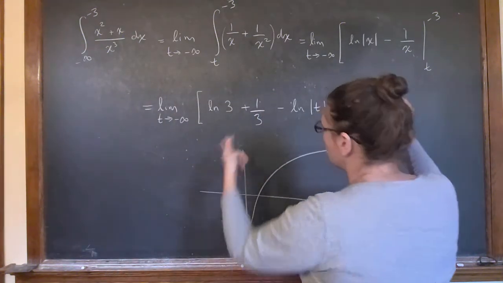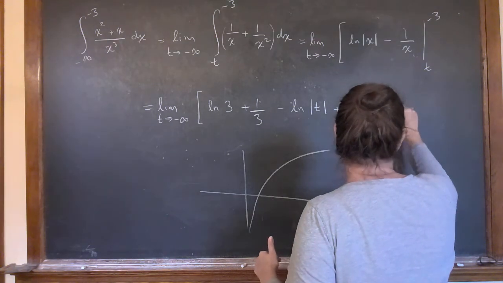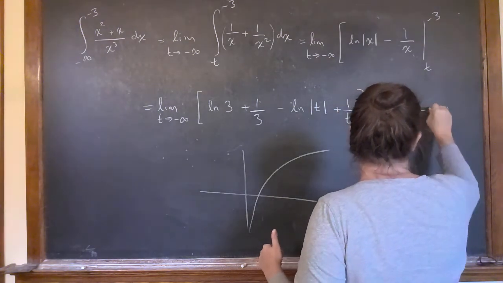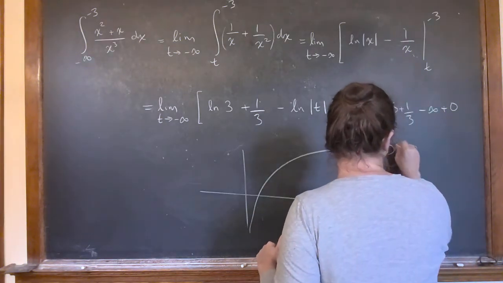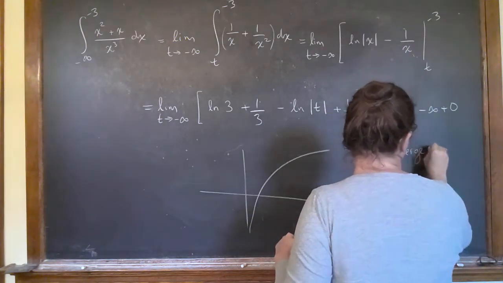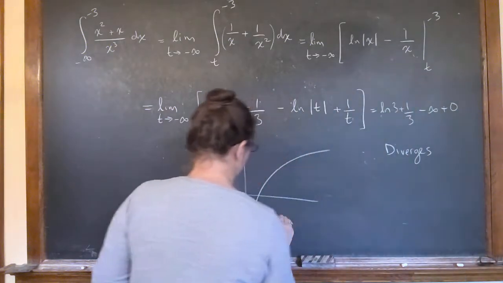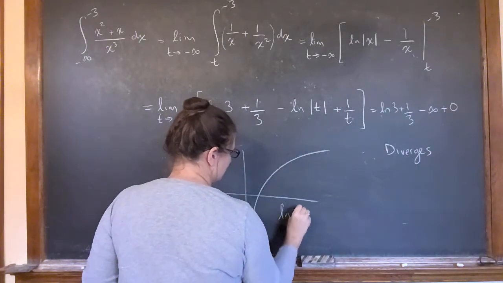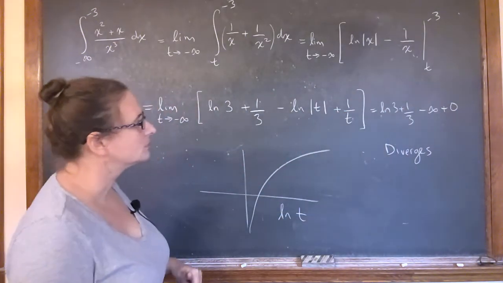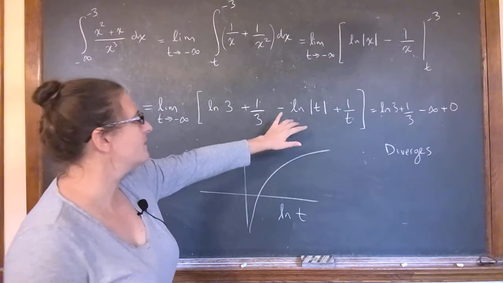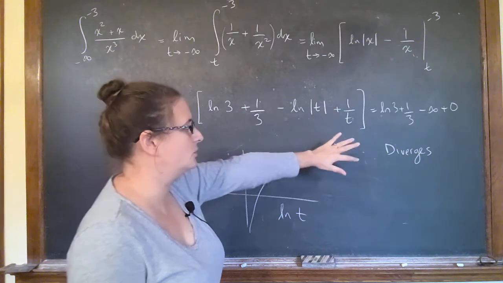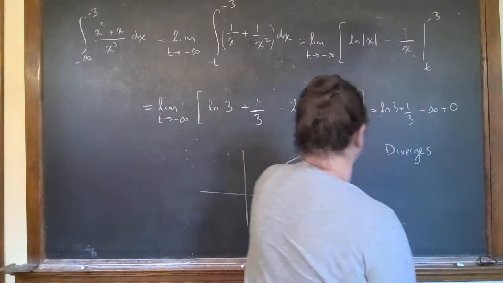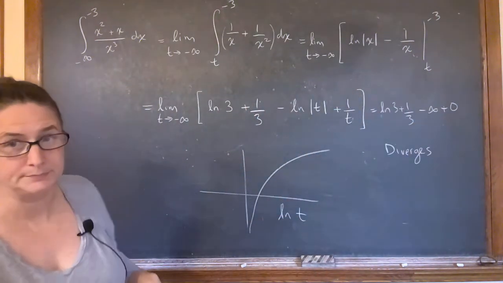So honestly, what do I have? I've got these numbers here, minus infinity plus 0. So this whole thing is going to diverge. It's going to go to negative infinity. This is ln of t here. That's what I was drawing. Okay, so once you have a piece like that going to infinity, it's going to take the whole thing to infinity, right? Because this isn't doing anything. That's just going to go to 0.